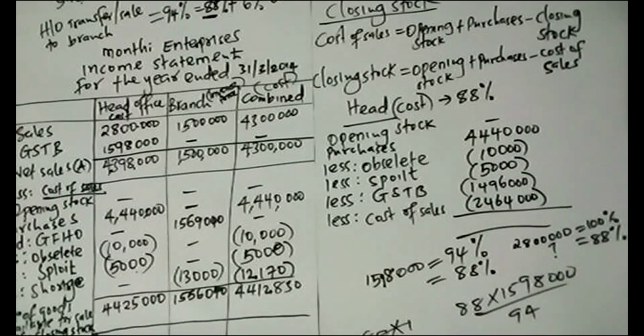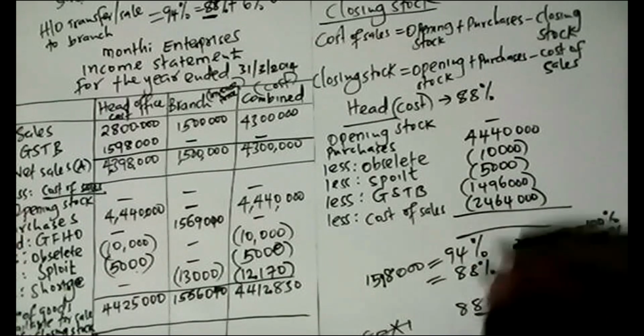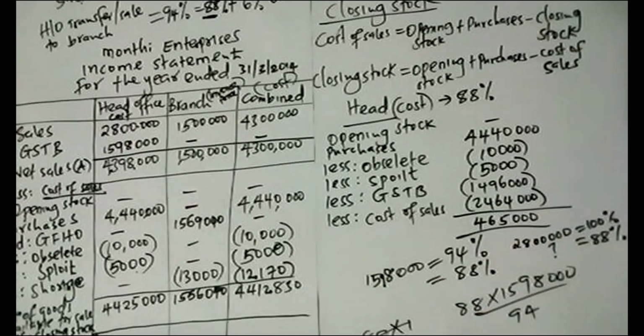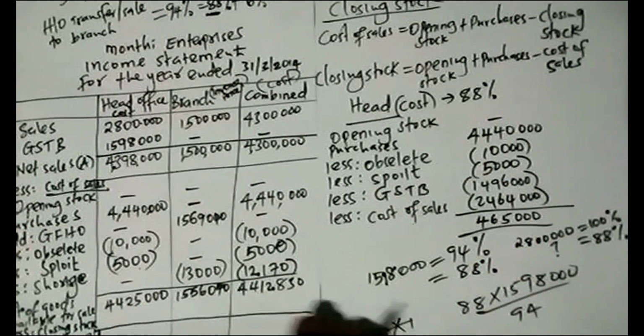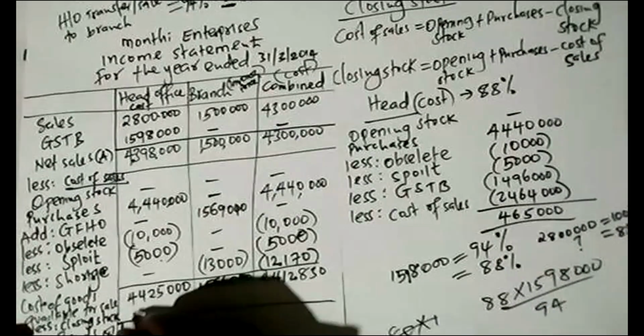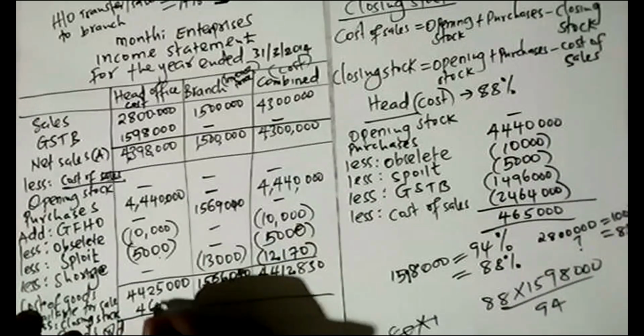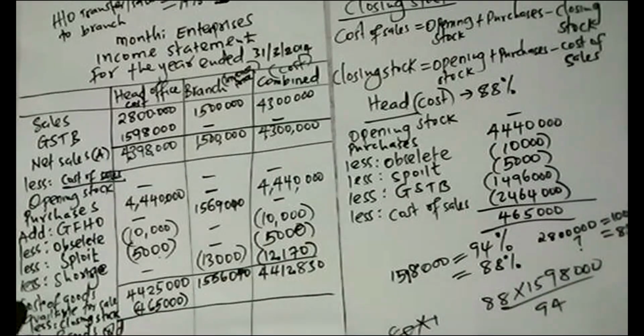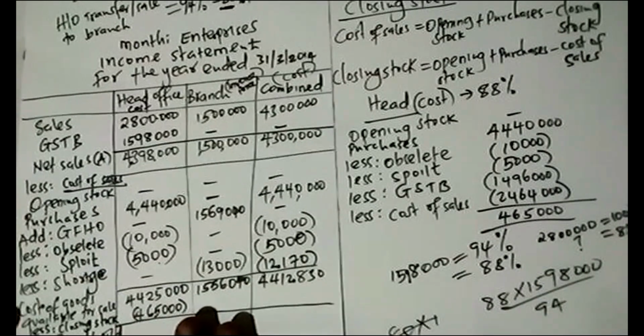So if I take 4,440,000 minus 10,000 minus 5,000 minus 1496 minus 2464, I'm getting 465. So that is 465,000 for the closing stock of the head office.